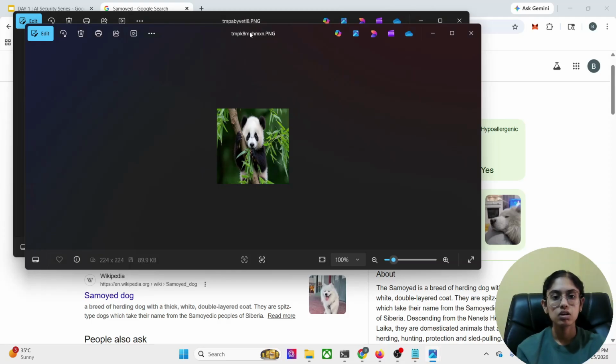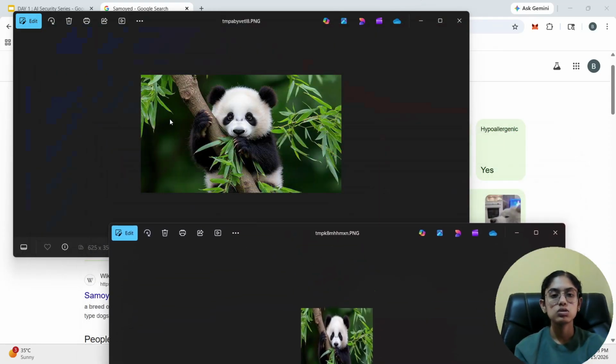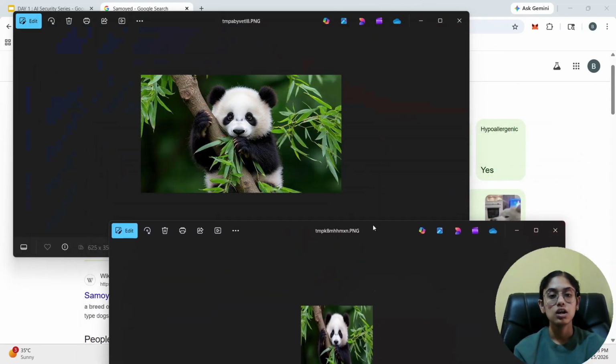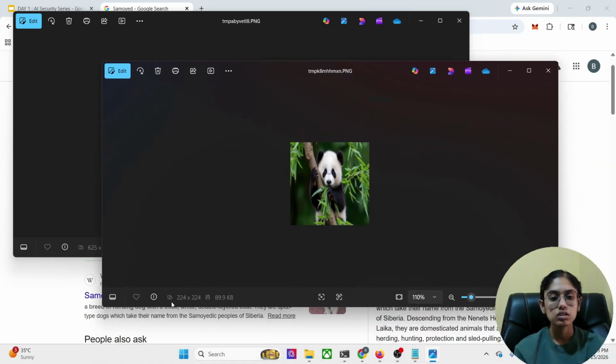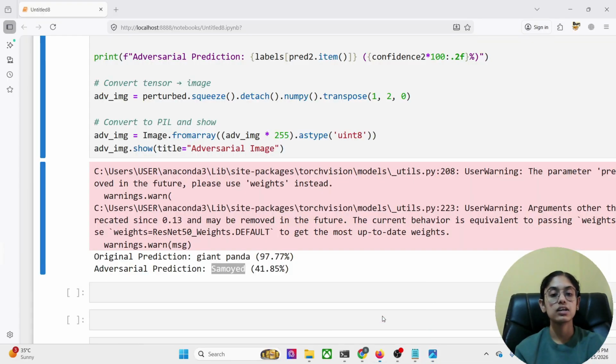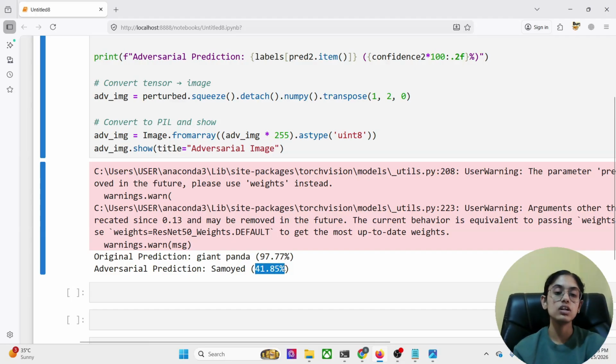See, this was the original image and this was the updated image. See the size, 224 by 224. So our adversarial attack is successful, but the confidence score is a little less, but the prediction matters, right? So that's it for today, guys.